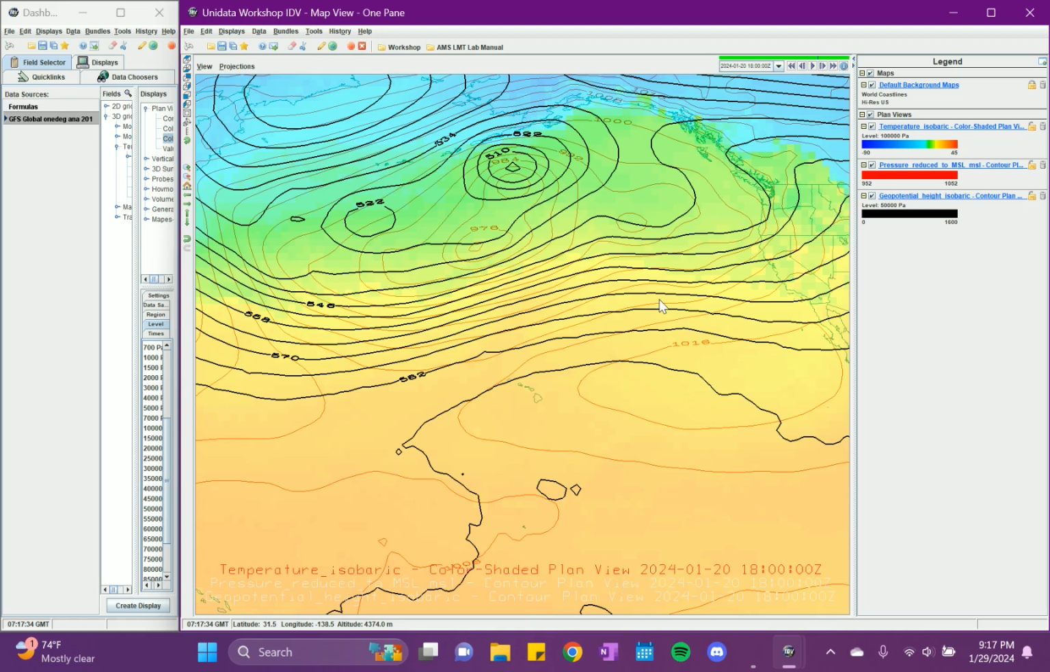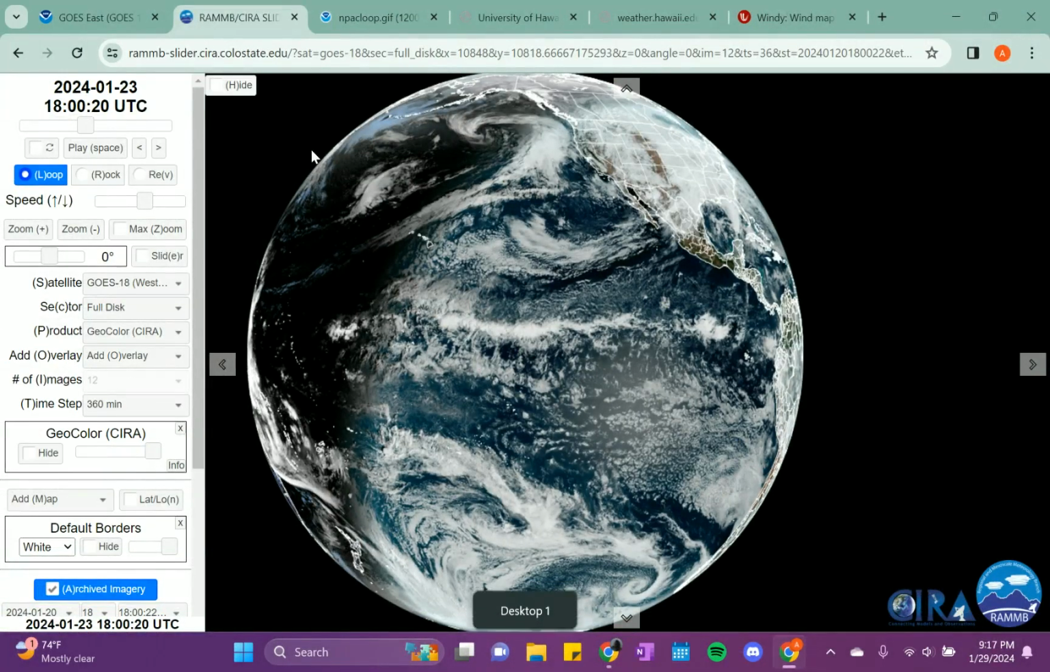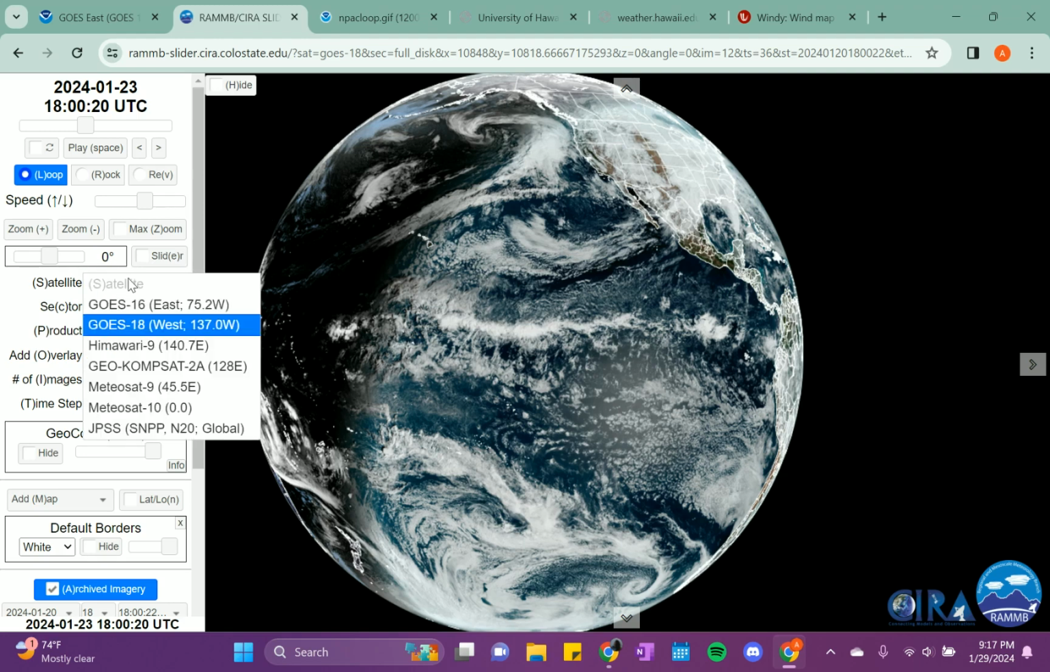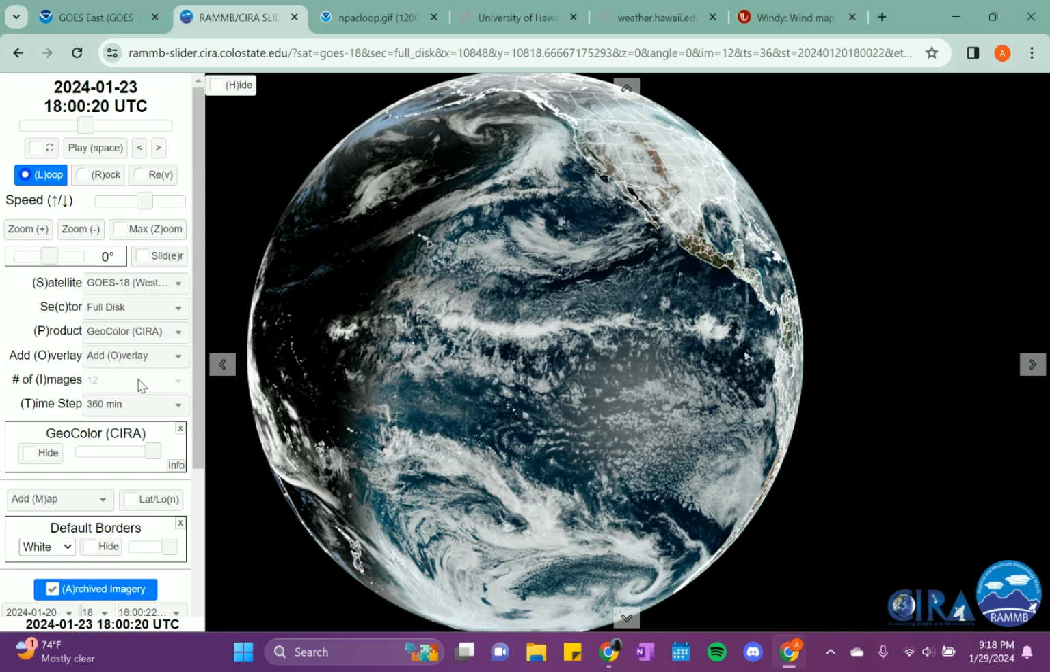And we're going to compare what we see in these charts with the satellite imagery here, the RAMMB Slider run by Colorado State. And this is a wonderful resource. I'll link it in the caption below that you can access to look at satellite imagery. And it's not just GOES 18, you can choose other ones, but we are going to take a look at 18 because it is focused over the region of interest that we want to look at.